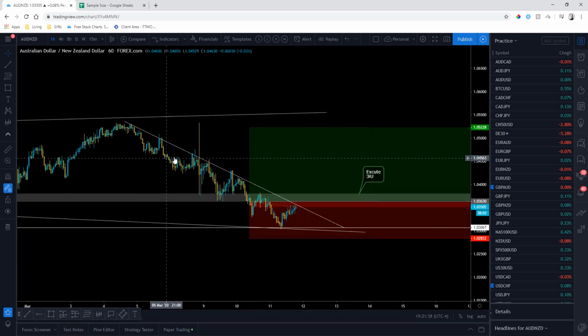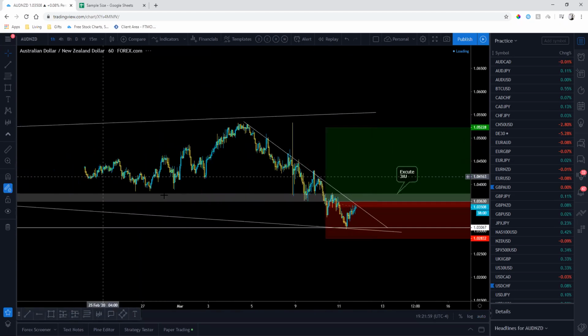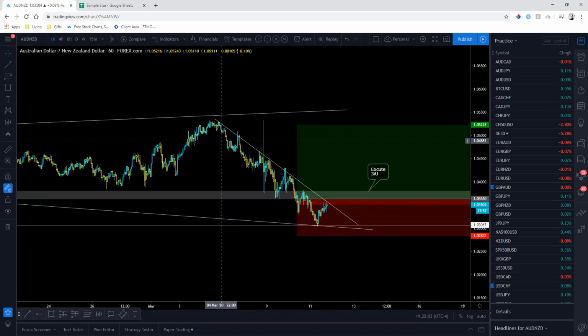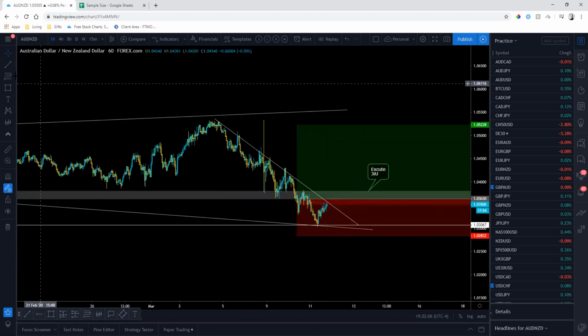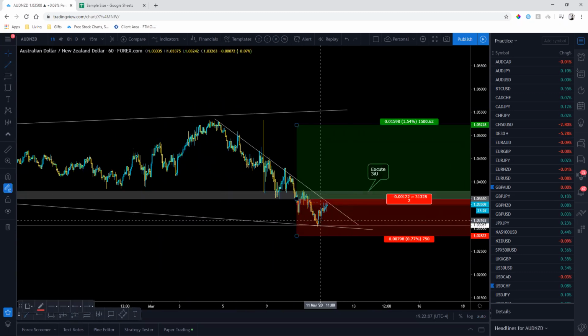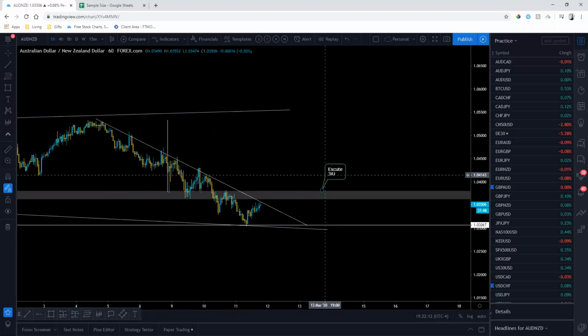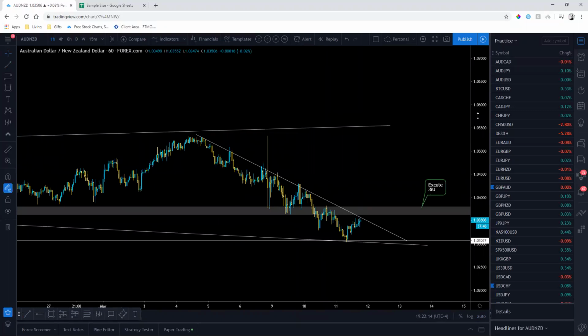We miss out on a ton of sell opportunities because of that pattern, but it comes with it. AUD and NZD doesn't pay out that many pips anyway. But let me go ahead and hide this so you don't stay biased towards the position that we're in.